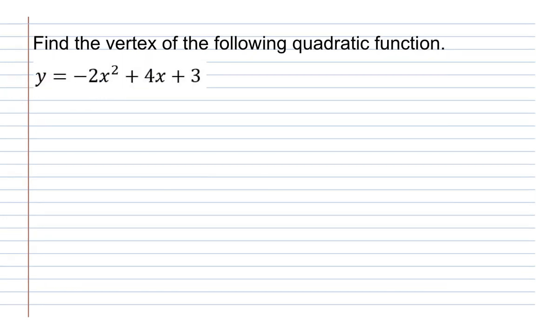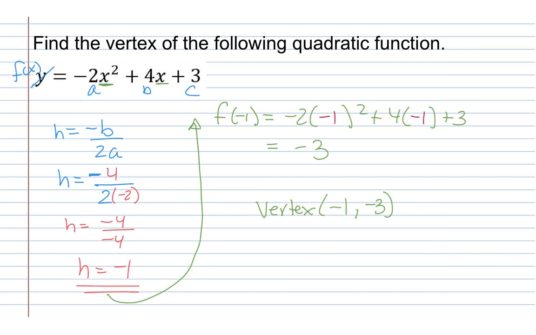Okay, I want you to try this one. So pause the video and try it by yourself, and then unpause it to check your answer. I'm not going to explain it, I'm just going to work it out. So if you notice, now your vertex will be negative 1, negative 3. Let's go to the next question.